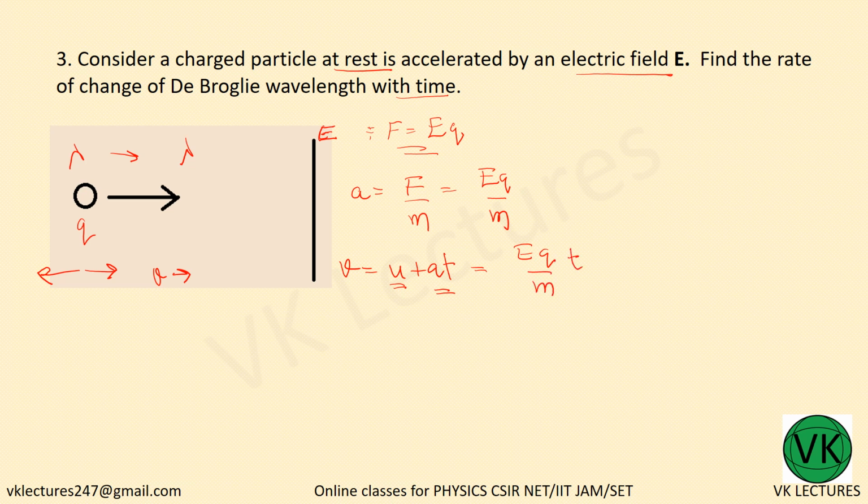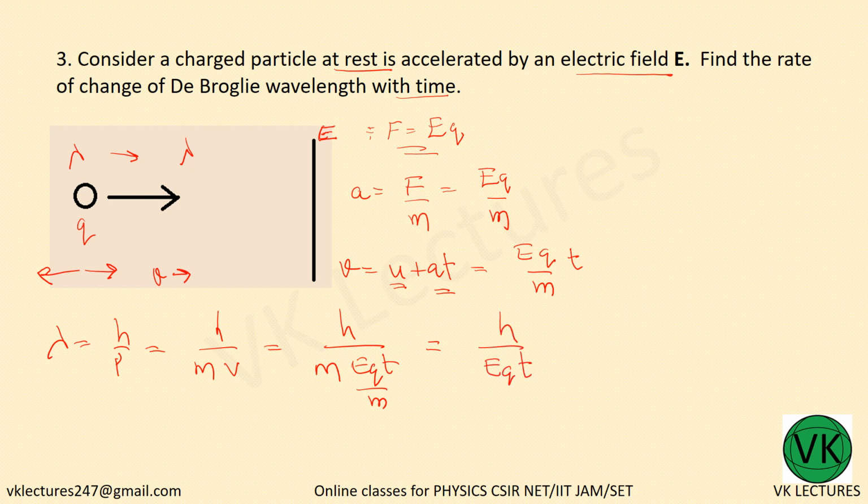But we know lambda is equal to h by p, that is equal to h divided by mv. So that's equal to h divided by m into v, and v is eqt divided by m. So m and m get cancelled, so that is equal to h divided by eqt. So that is equal to lambda. So as and when t increases, lambda decreases.